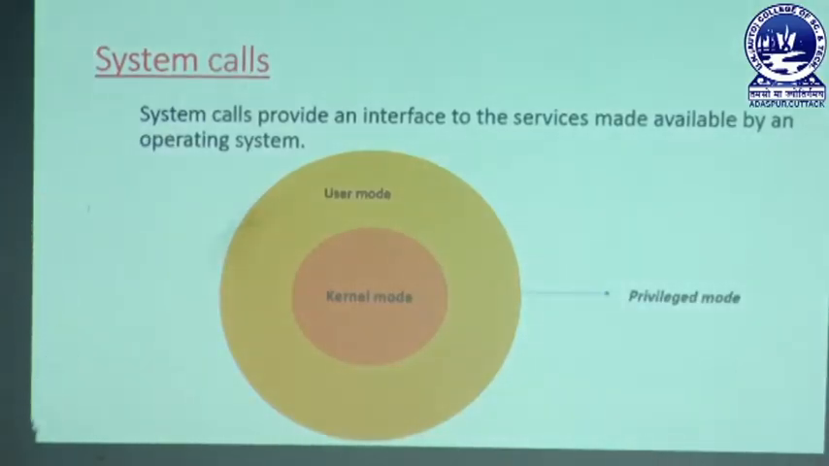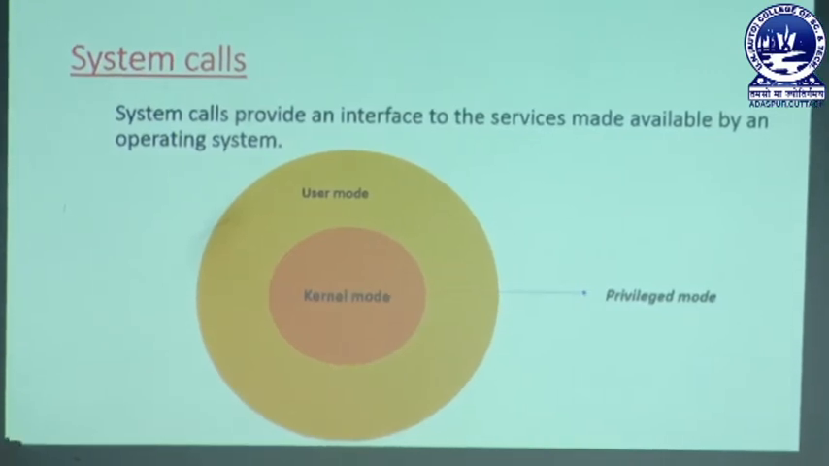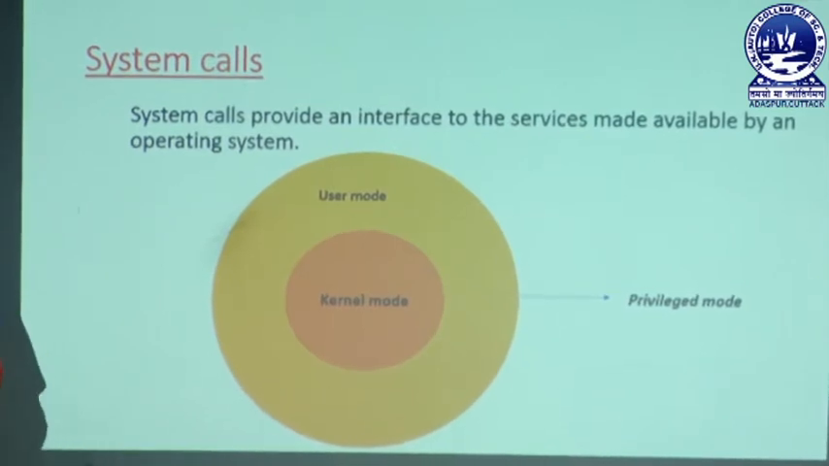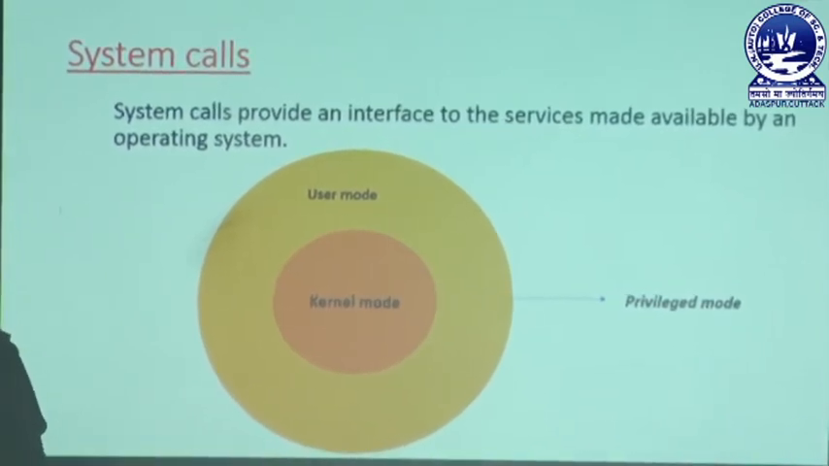System calls provide an interface to the services made available by an operating system. We know that there are certain services provided by the operating system to the programs and the users of the programs. System calls provide an interface to those services made available by the operating system.